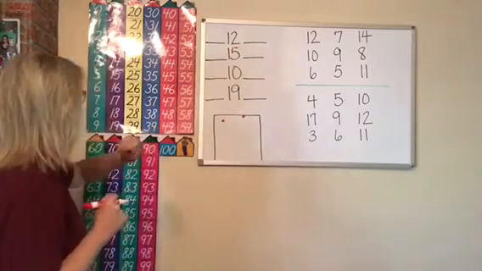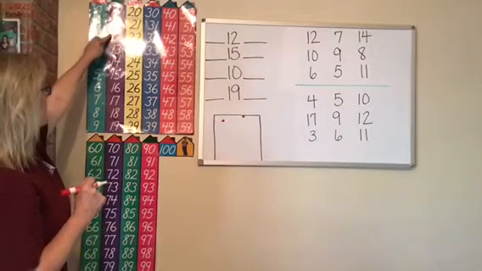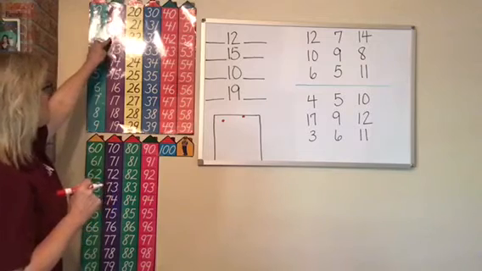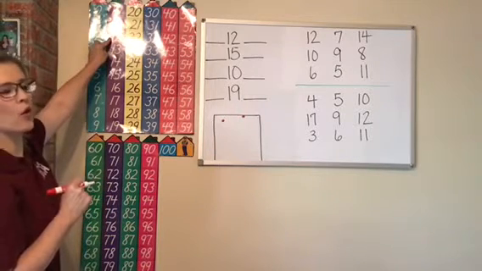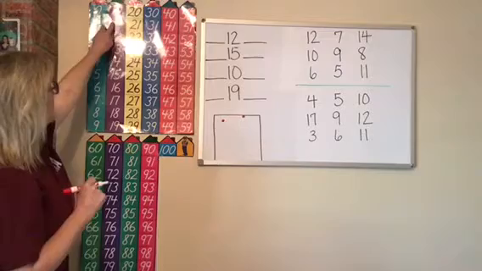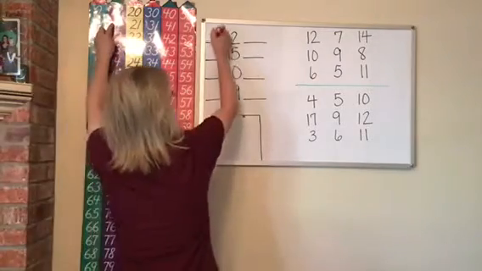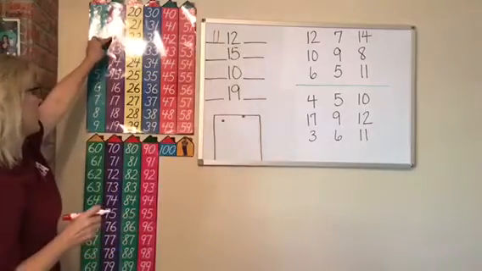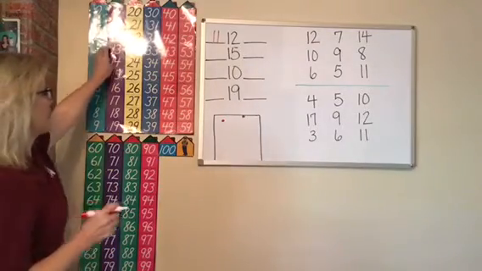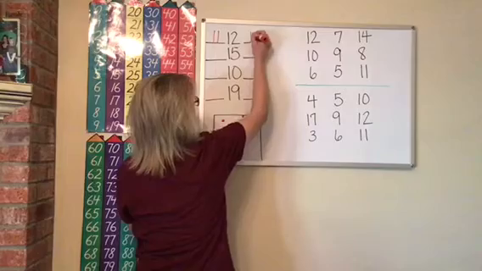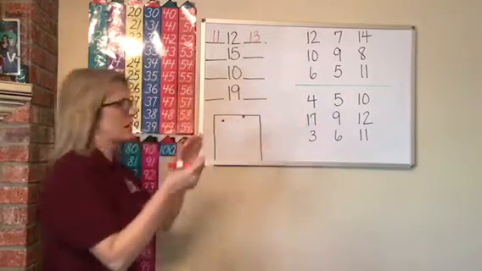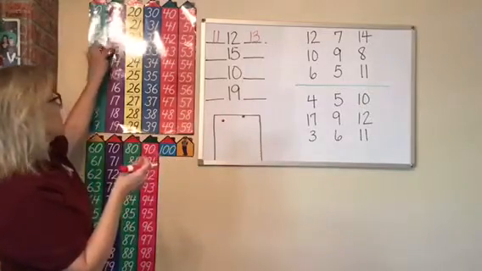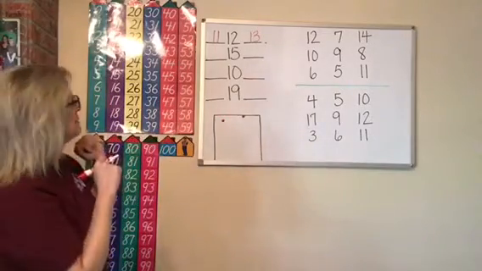So, let's find 12. That we know is in the teen family because 10 is the father. There's 12. What comes before 12? 11. 11. All right. What comes after 12? 13. 13. So now we know when we say our numbers, 11, 12, 13. They're in order, okay?